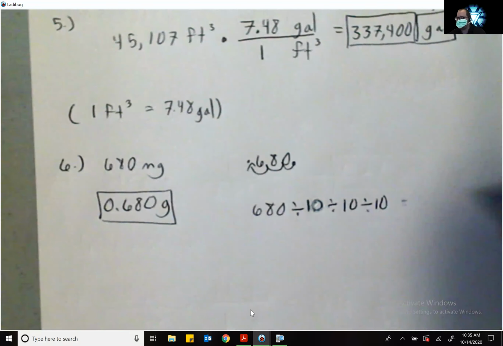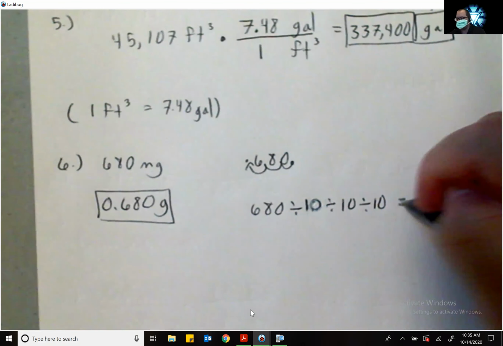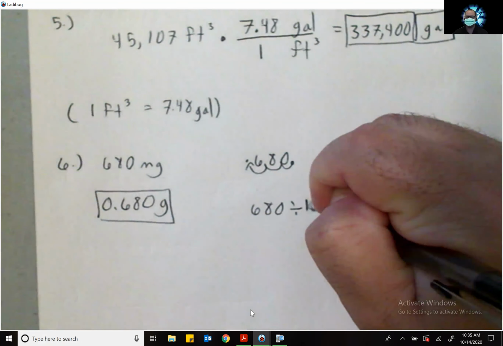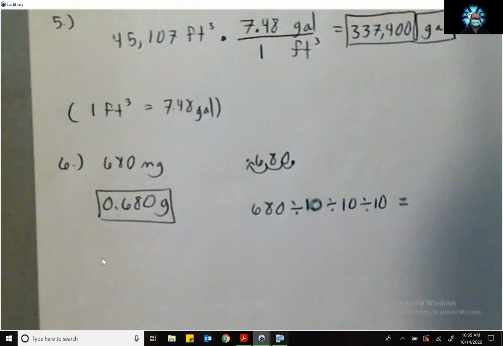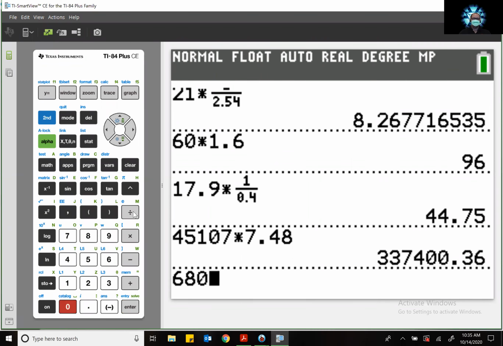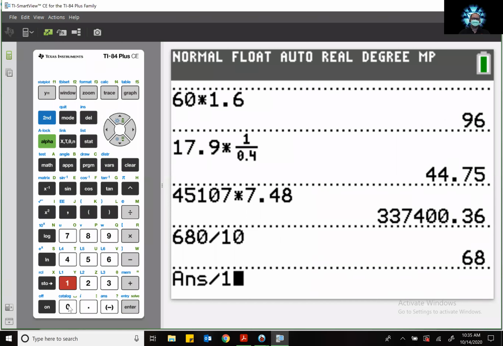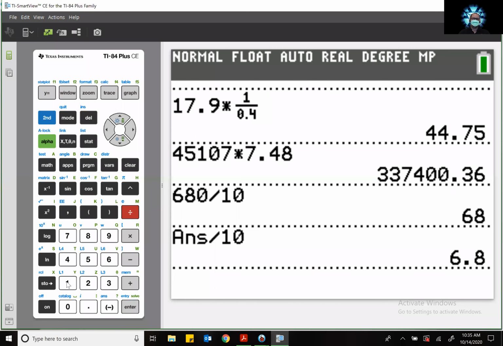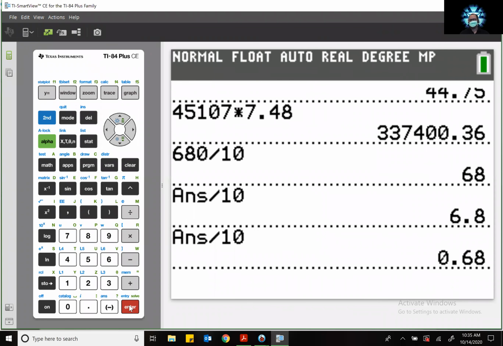Okay, and the cool thing with this one is the calculator will not give you scientific notation this time. So if you go to the calculator and you take 680 divided by 10, divided by 10, divided by 10, and there's our number. And there you go. Okay, two ways to do it, just like before. Nothing new on number 6.